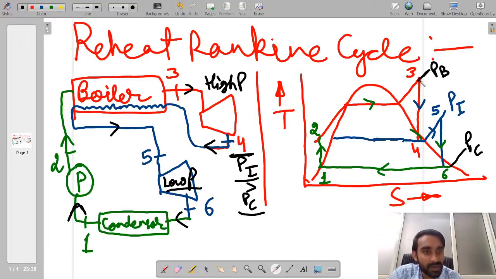From point 3 the expansion has taken place till point number 4, and this expansion we have limited to a certain intermediate value of the pressure. This intermediate pressure is Pi, which is greater than the condenser pressure. So this is our point number 4. Now, the steam we have at point number 4, we pass through the boiler.